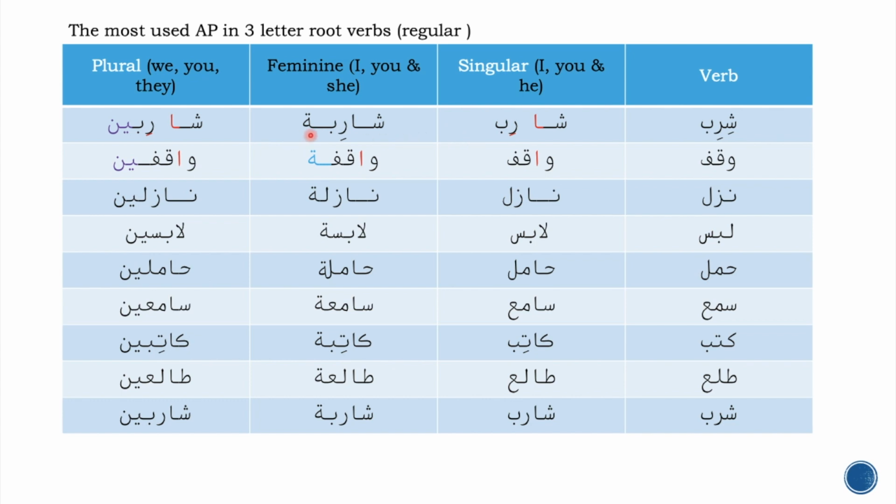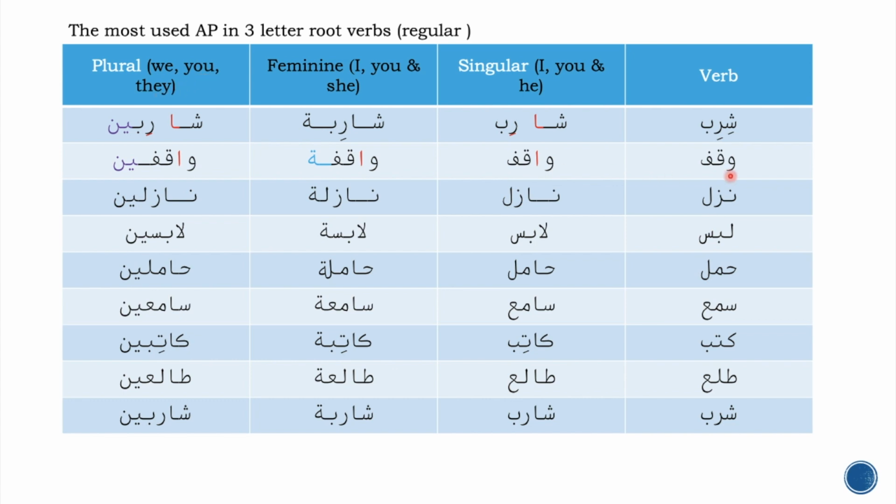So you would add the feminine ending to the end of شارب, and it becomes شاربة, feminine, so you could use it to describe I, you, and she, feminine. And if you would like to form the active participle out of this verb to talk about a group of people, all you need to do is add ين to the masculine, and then it becomes شاربين, and we would use it to describe we, you group of people, and they.